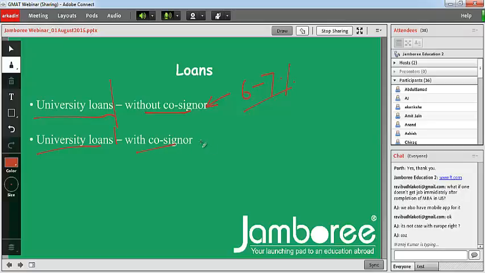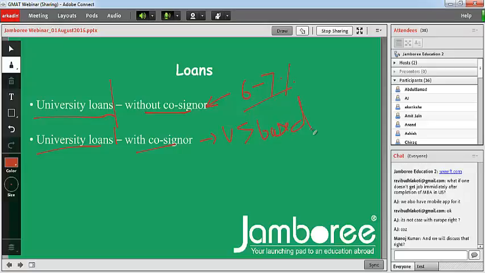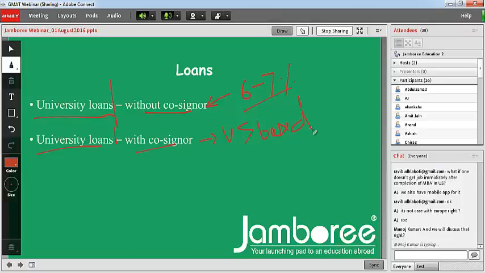So if you have a US based co-signer, which means somebody in the US who has a green card or who is a citizen, and that person is willing to just sign, no need to give any documents or whatever, just be your co-signer, then there are a lot of university options from where you can get these loans. Again, the rate of interest remains 6 to 7%.